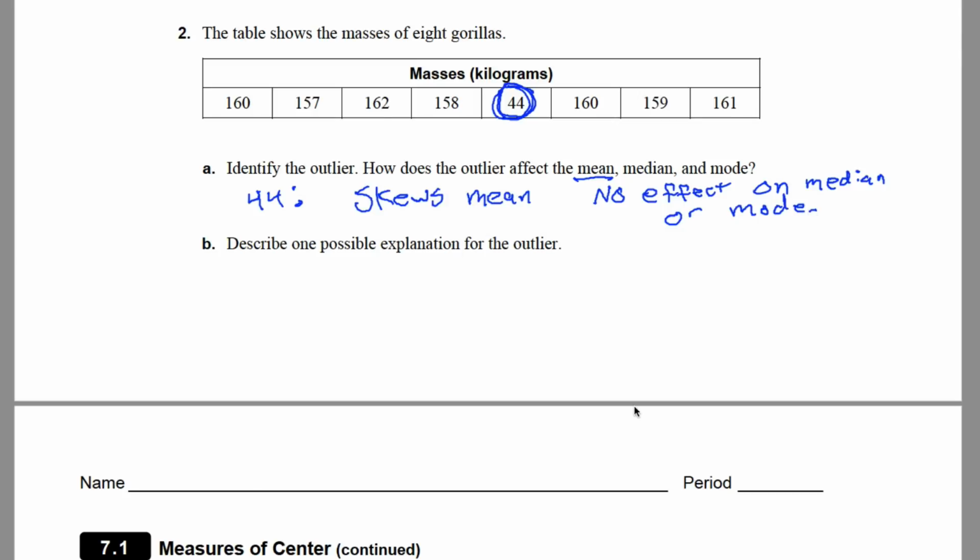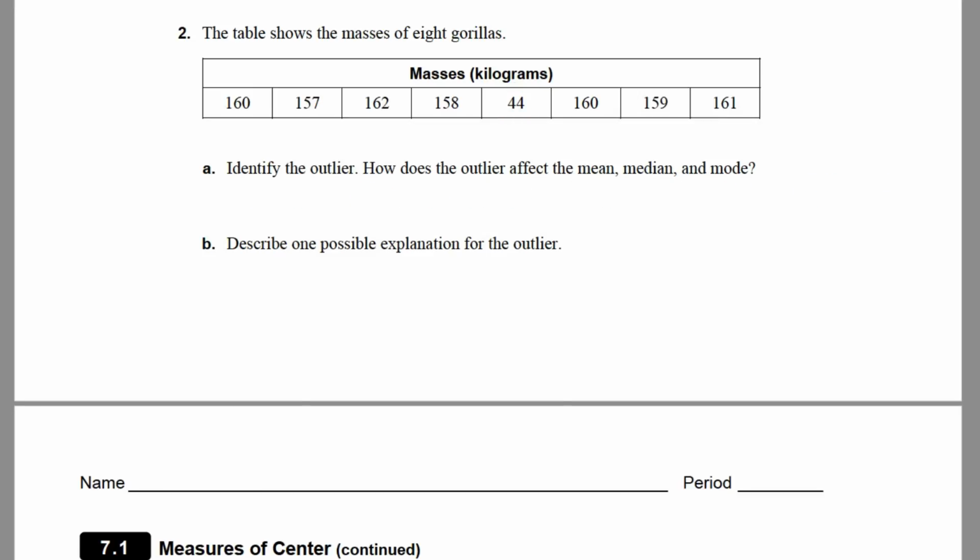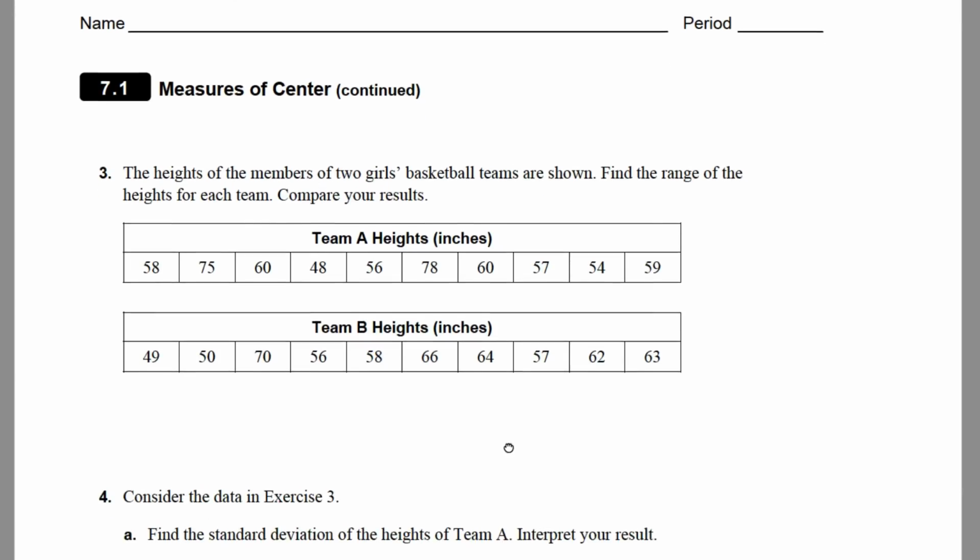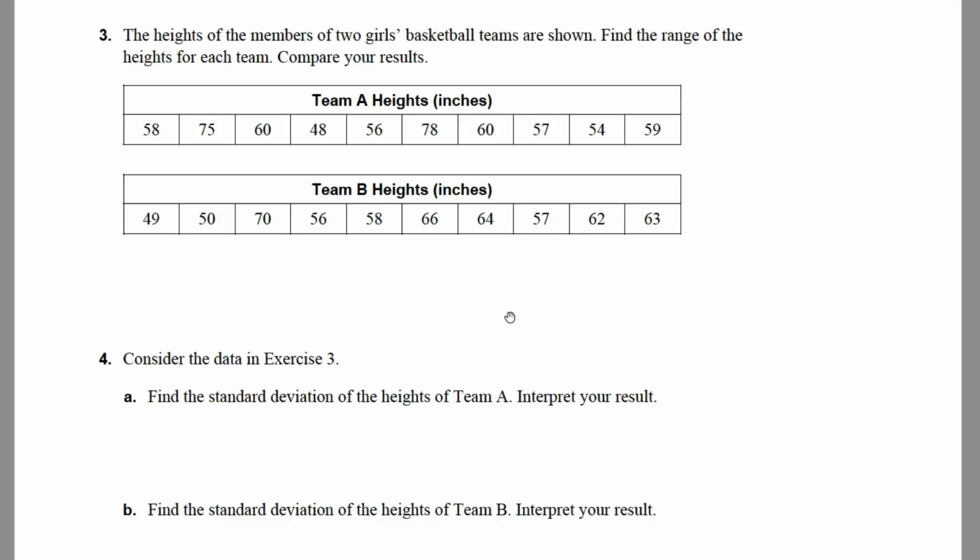Okay, describe the possible explanation for an outlier. What do you think it could be? Chances are it's probably a baby gorilla, right? Something like that. So, use your own words to describe it. The heights of the members of two girls' basketball teams are shown. Find the range of each of the heights. Now, the range, you just take the highest minus the lowest.